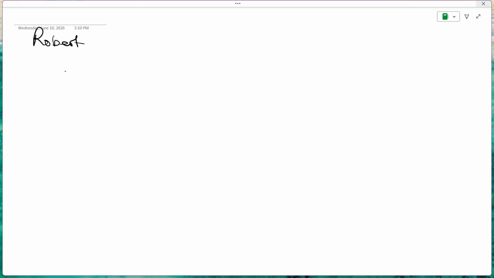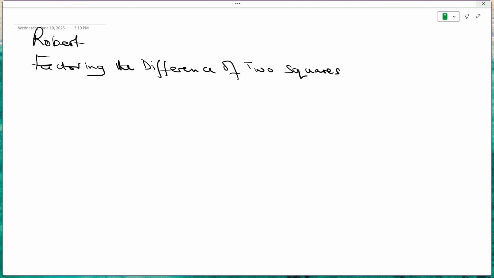In today's lesson, we will learn factoring the difference of two squares in one problem. Right, let's get right into it.